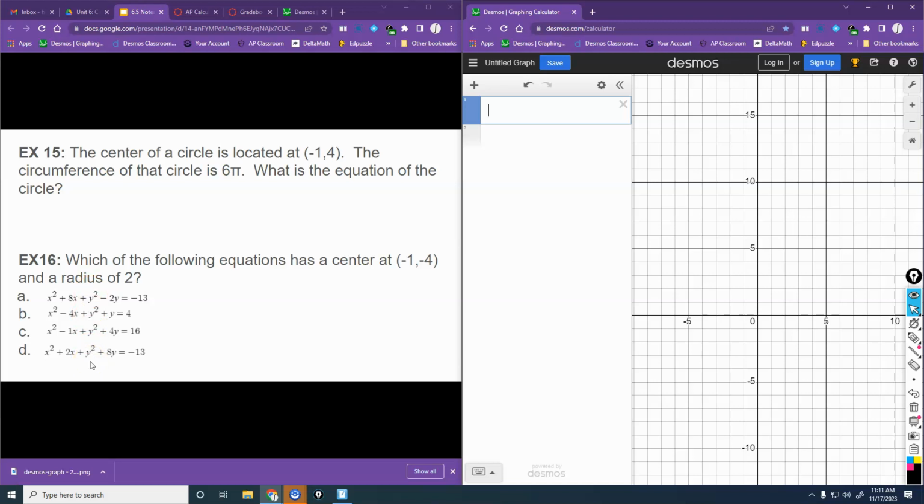These circles are not put in standard form. Technically, we are supposed to learn how to put that in standard form by hand. We are not going to do that because these questions are going to be multiple choice.